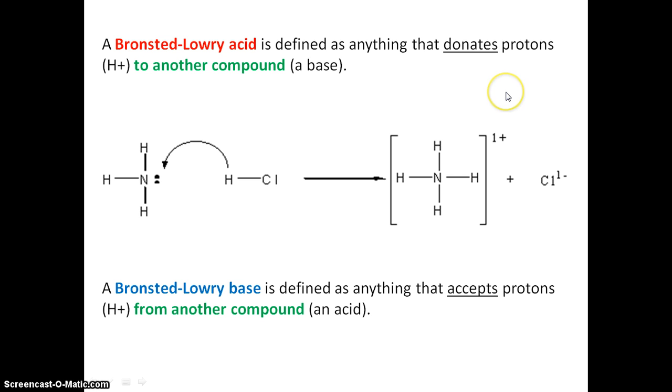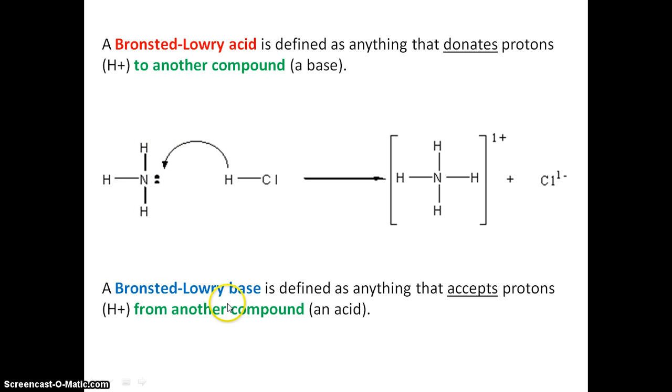Later, Bronsted-Lowry came up with a new definition because there were examples of substances that were acids and bases but did not fit the Arrhenius definition. So a Bronsted-Lowry acid is anything that donates a proton or an H+, not to the solution, but to another compound or a base. So we can identify HCl as the acid because we can see the proton, the H+, is leaving when it dissociates, but not going into the solution, instead being accepted by the base.